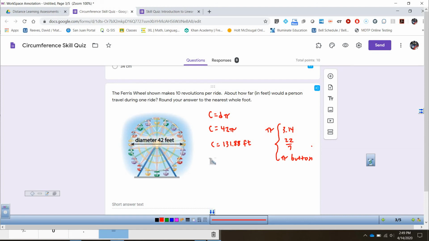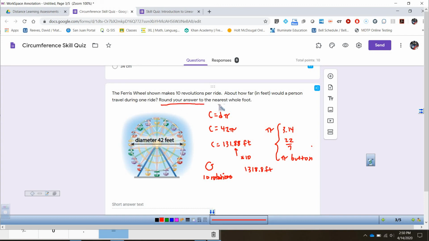All right, but remember, he is making, or she is making, 10 rotations, right? So I need to take that circumference and I need to multiply it by 10. Now I hope you know that when you multiply by 10, it simply moves the decimal one place to the right. So it becomes 1318.8 feet. But you must read the directions carefully.